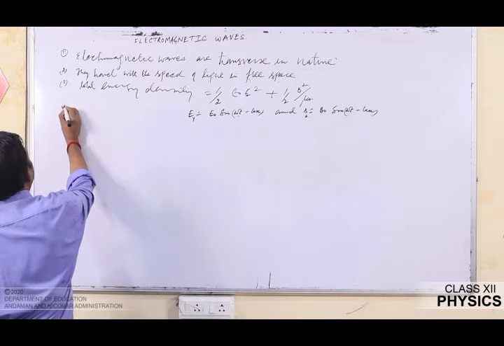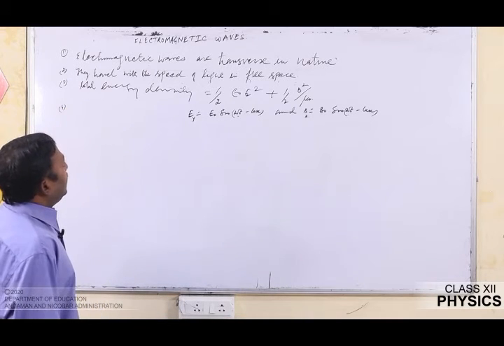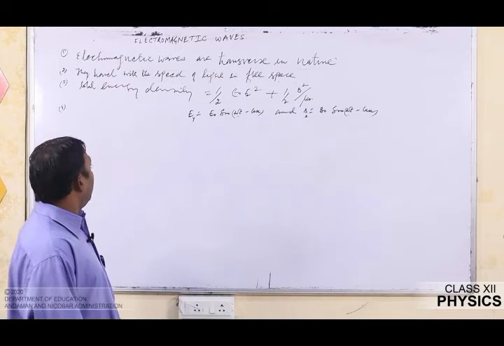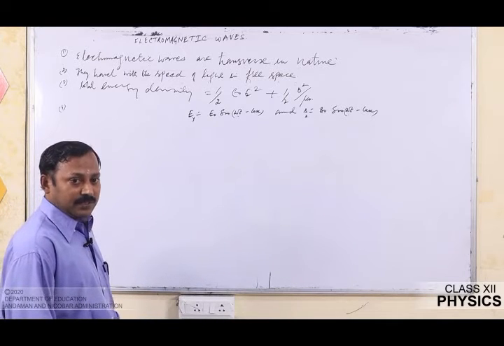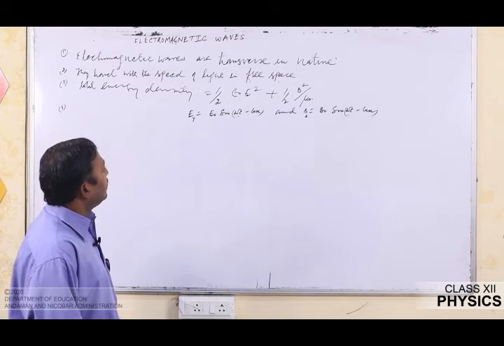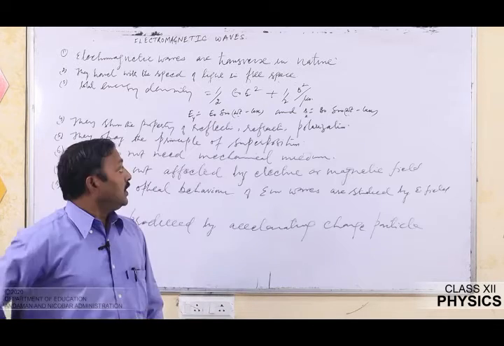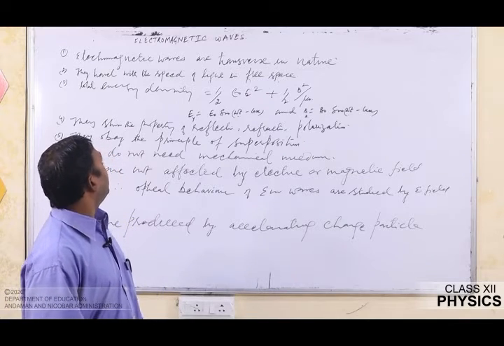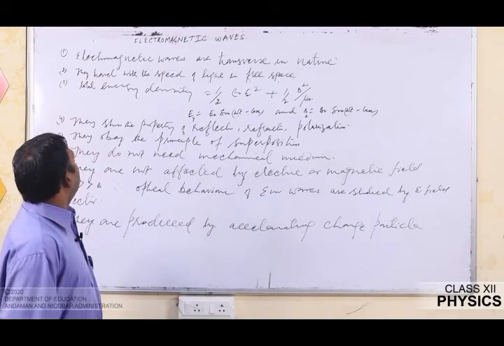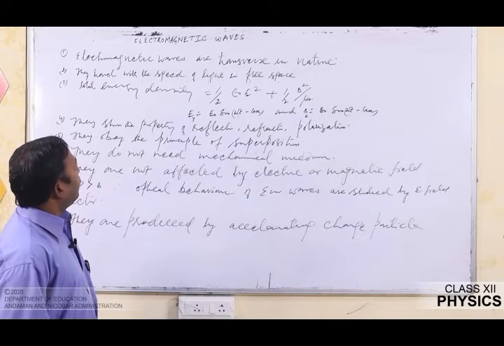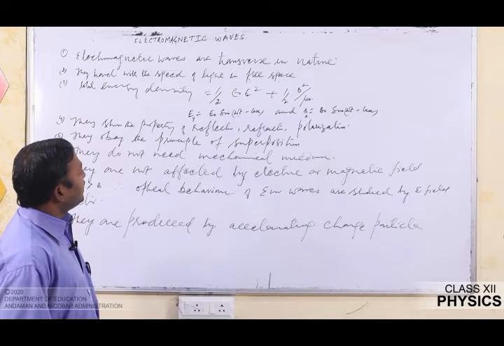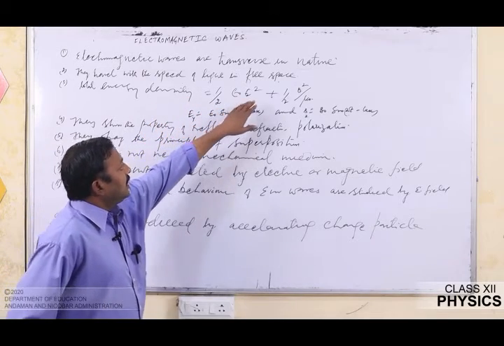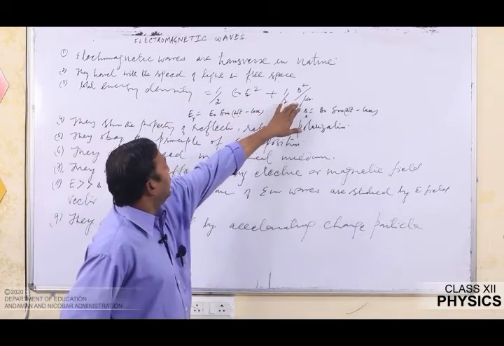Fourth property of electromagnetic waves is that they show the property of reflection, refraction, polarization, diffraction as well as interference. Here I have written some of the properties of electromagnetic waves on the board, which include that they travel with the speed of light in free space, and the total energy of electromagnetic waves is half electric energy and half magnetic energy.